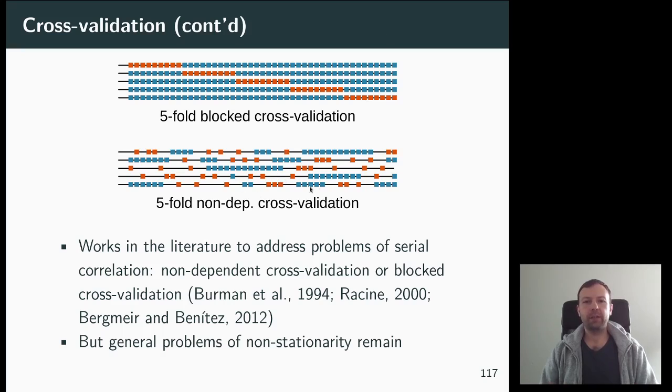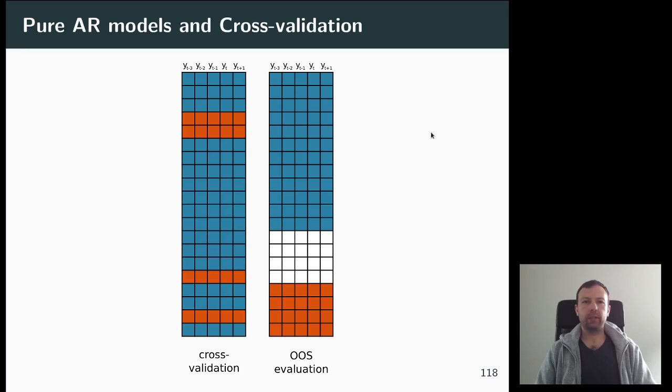Another way of getting around serial correlation is that whenever you have a point in the test set, you just remove points around it from the training set. But now you obviously have the problem that you can lose a lot of data. And obviously the whole idea of cross-validation is making good use of your data, so losing a lot of data doesn't seem like a good idea. But obviously all of these only address serial correlation problems. They don't really address any problems with non-stationarity. But they are still often a good idea.